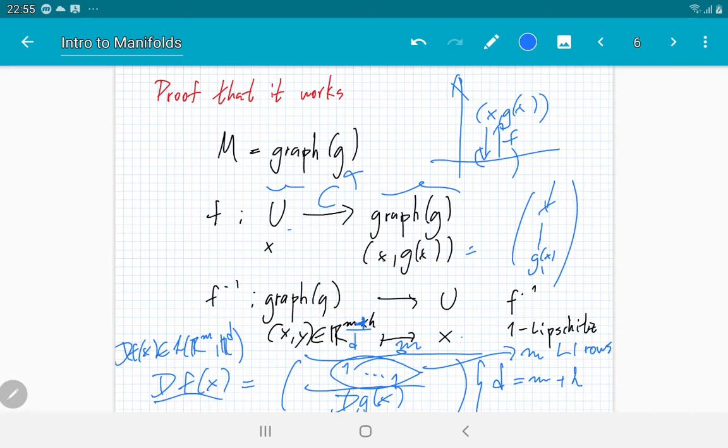So that's the simplest example. Interestingly enough, in some sense all manifolds are like graphs of functions, at least when you talk about local properties. Locally, a manifold is a graph of a function, except that maybe you have to turn space around or rotate it or do something funny to it. But it's a graph of a function. We'll get to that later.